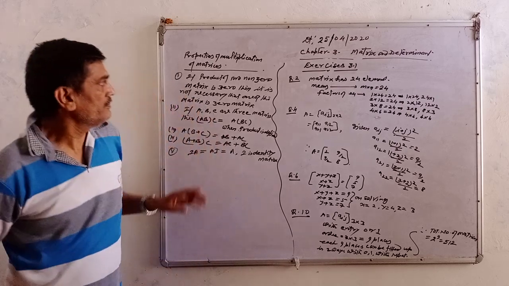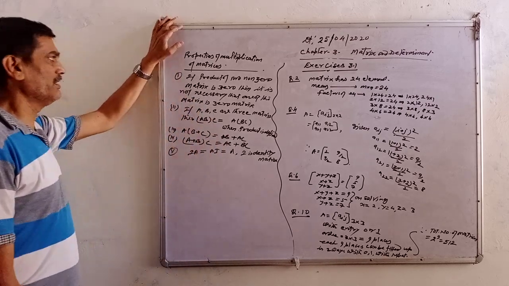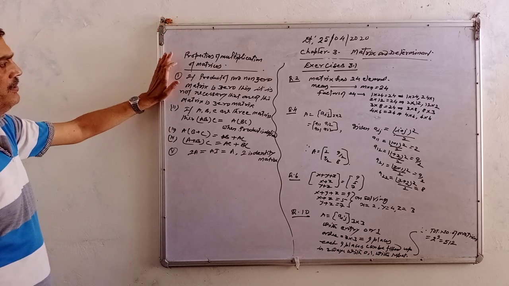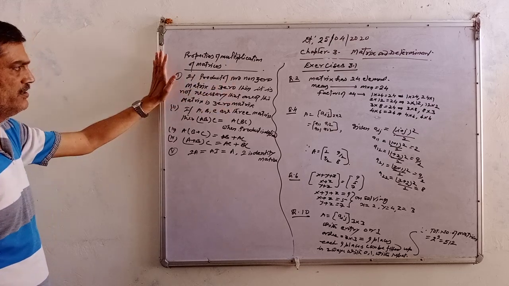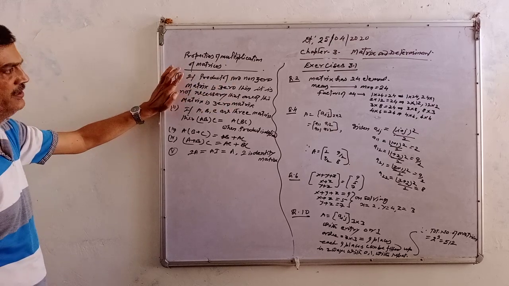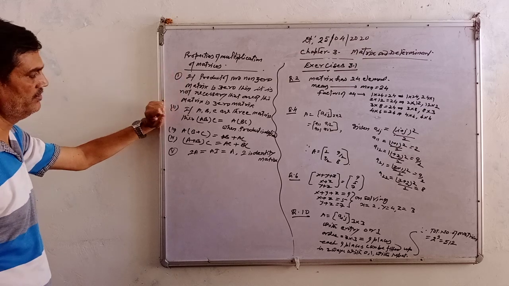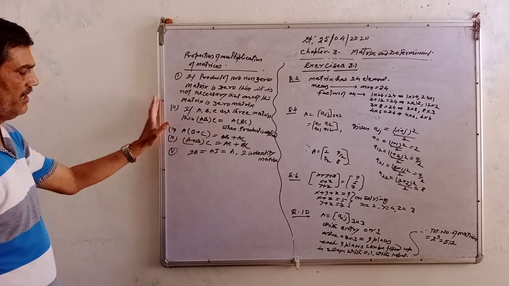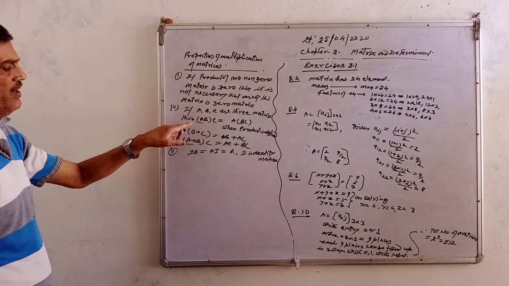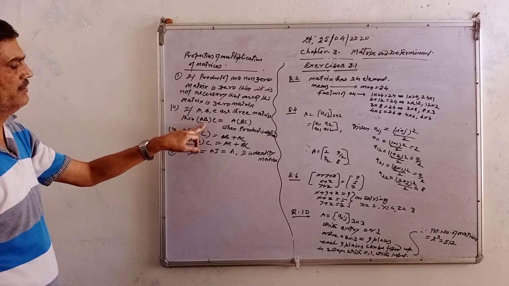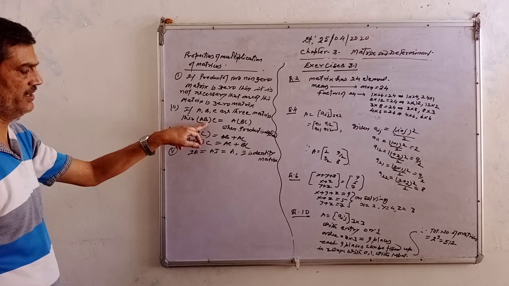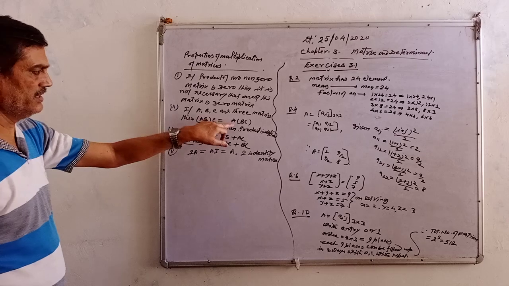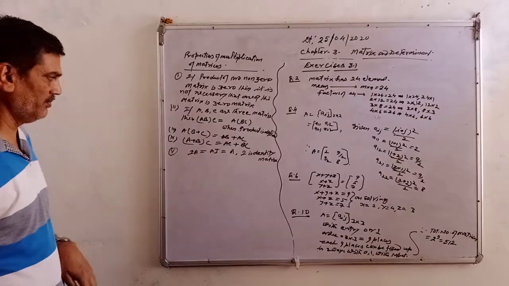Now see some properties of multiplication of matrices here. First property: if the product of two non-zero matrices is 0, then it is not necessary that one of the matrices is 0. Second property: A, B and C are 3 matrices. If the product is defined, then first you will find the product of A and B, and its product with C is written as A into (BC).